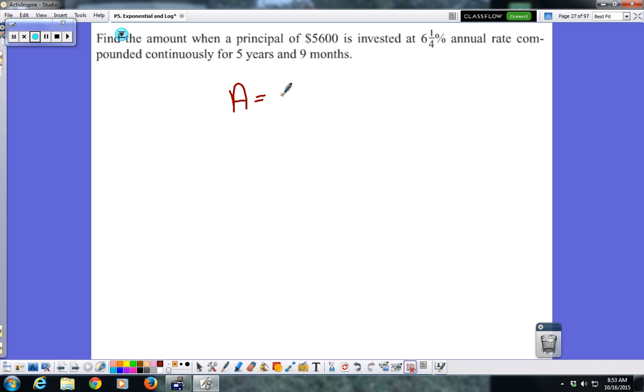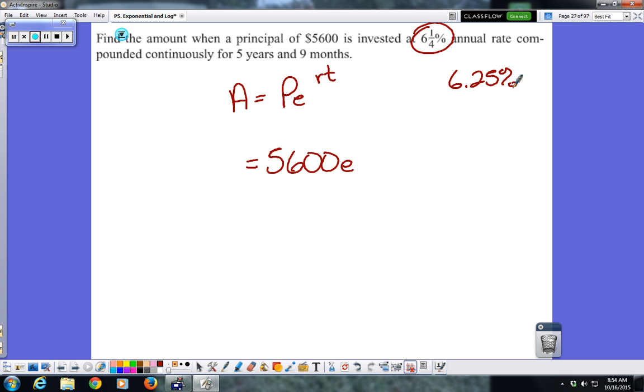A-P-E-R-T, anytime you have a continuous compounding of interest, A equals P e to the rt power, where P is the principal. We're investing $5,600. E is a number, 2.718, raised to the interest rate, which is 6.25%, so move your decimal. So we're going to raise that to the 0.0625 times t.